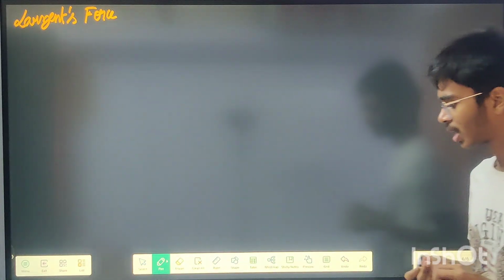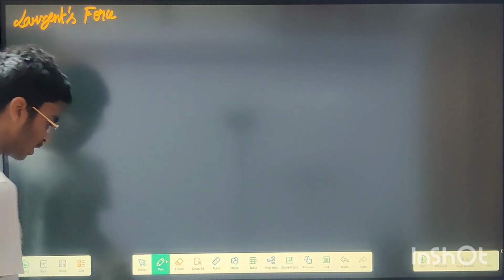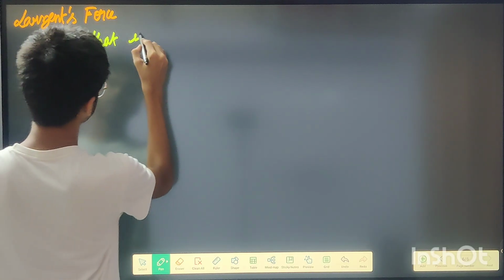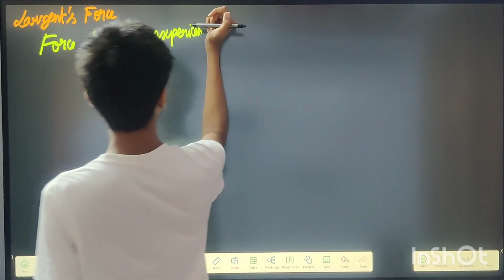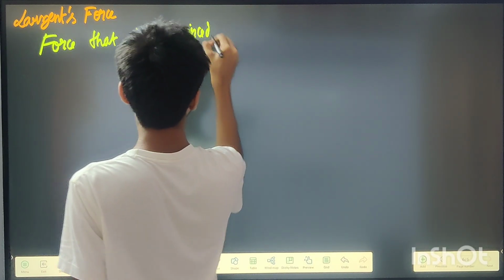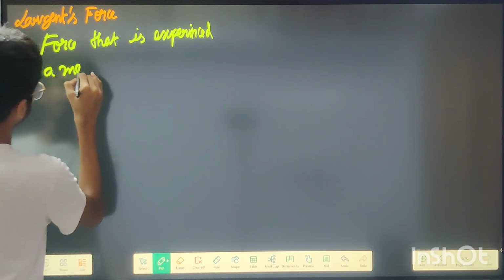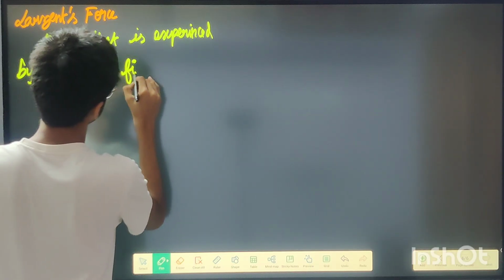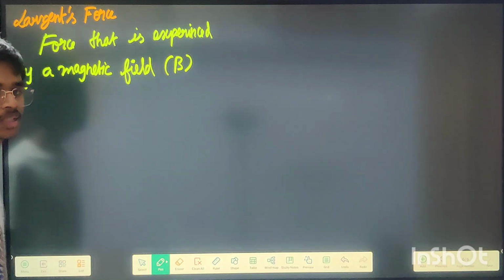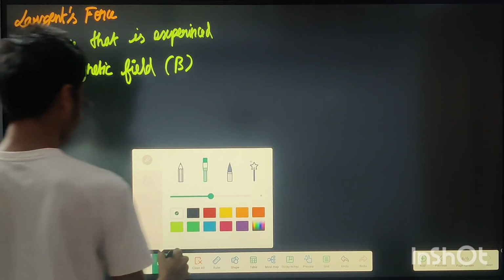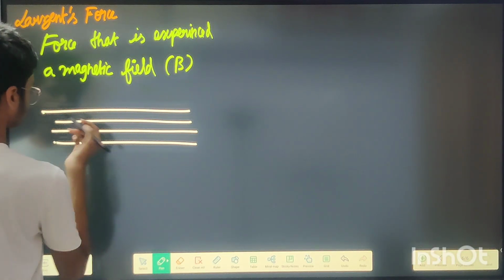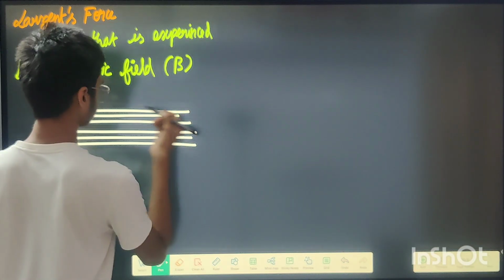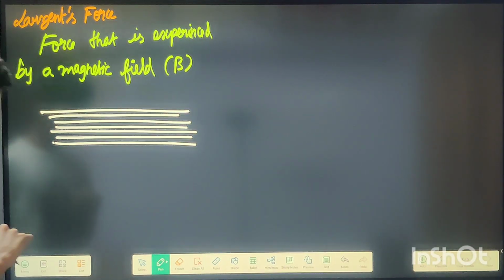What is this total Lorentz force? Lorentz force is the force experienced by a charged particle due to a magnetic field, which is this B. Okay, we will keep it like this.